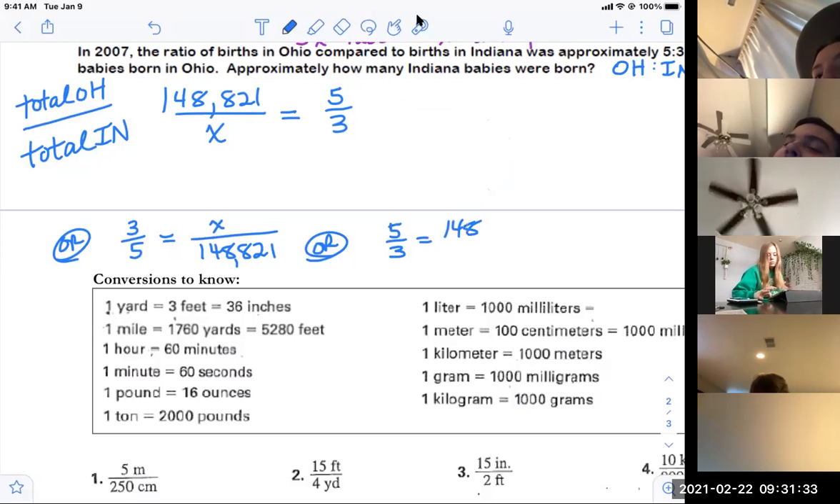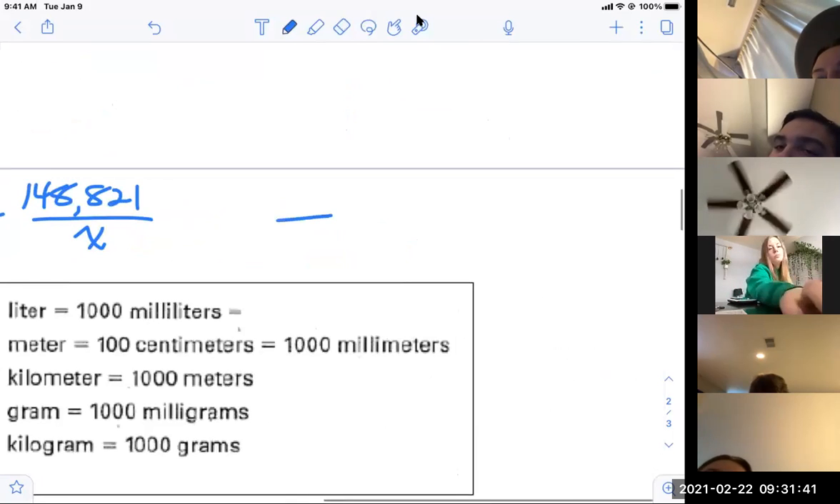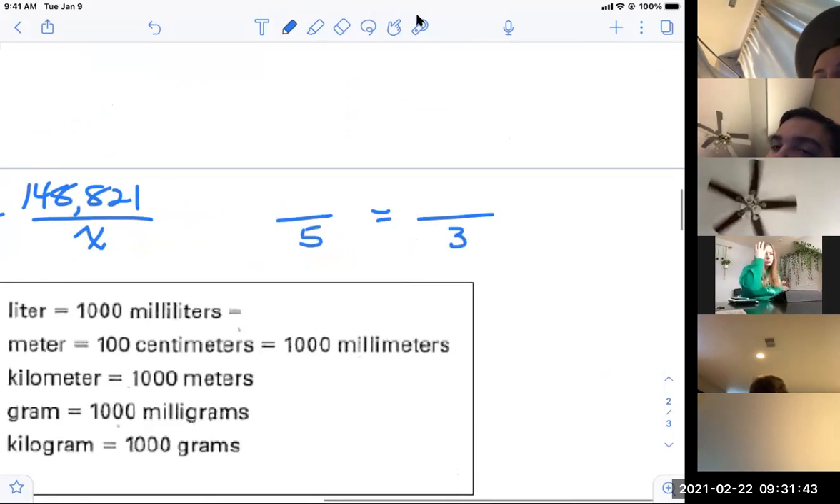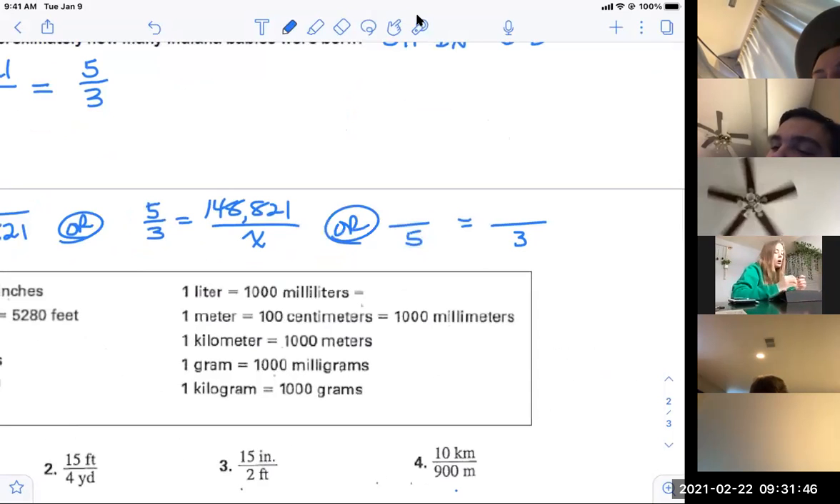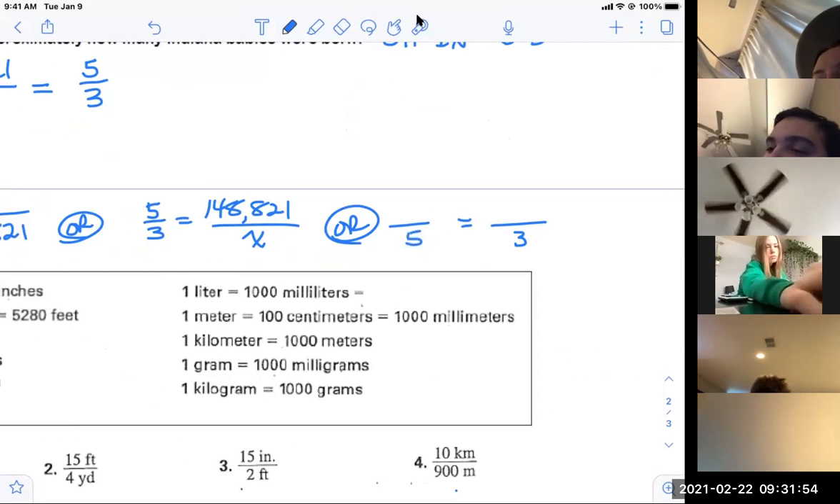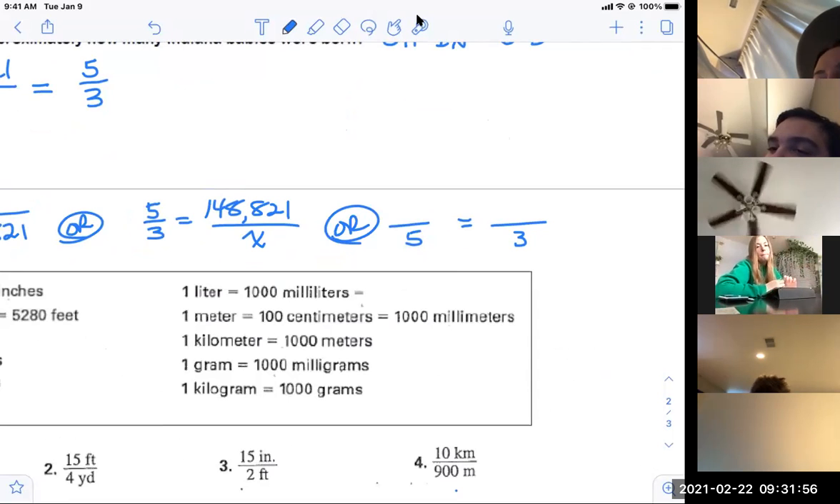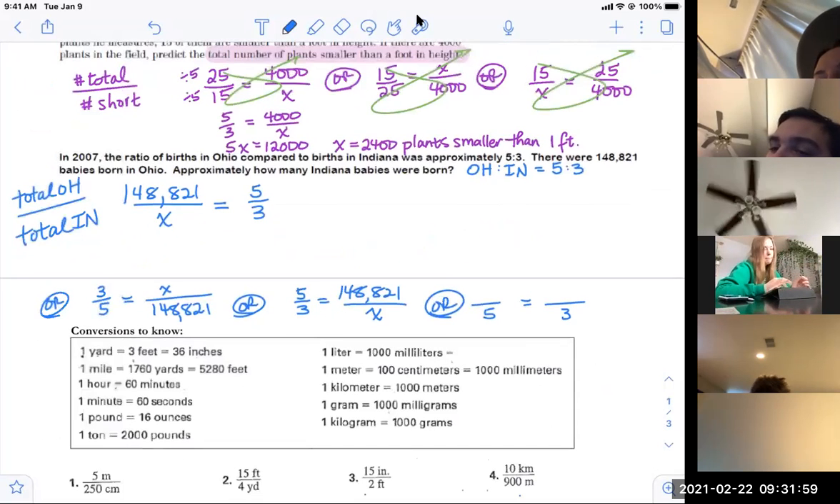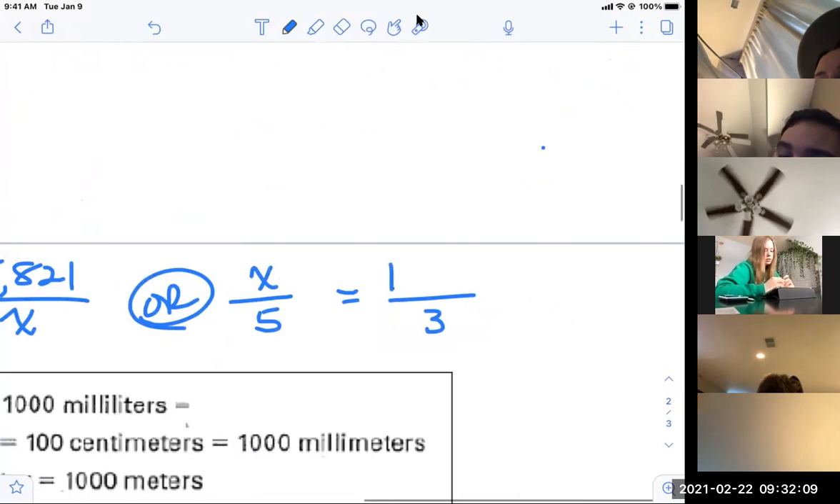Okay. What if I didn't use 5-3, but did something compared to 5 and something compared to 3? What would be in the numerators of those? This doesn't have to be Rylan, this can be anybody. Wouldn't X go on top of 5 and then 148,821 would go on top of 3?